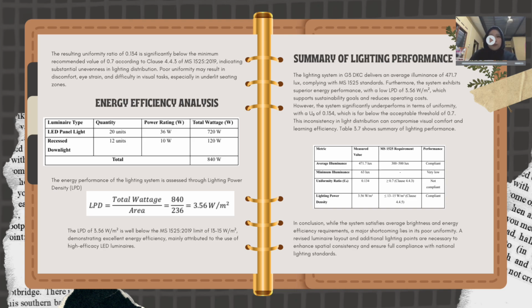So in conclusion, while the system satisfies average brightness and energy efficiency requirements, a major shortcoming lies in its poor uniformity. A revised luminaire layout and additional lighting points are necessary to enhance the spatial consistency and ensure full compliance with national lighting standards.